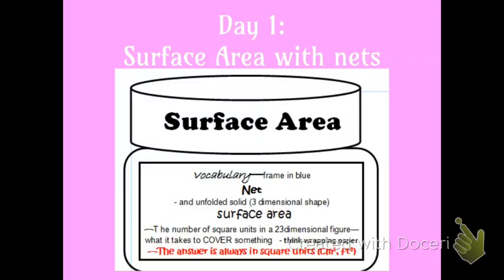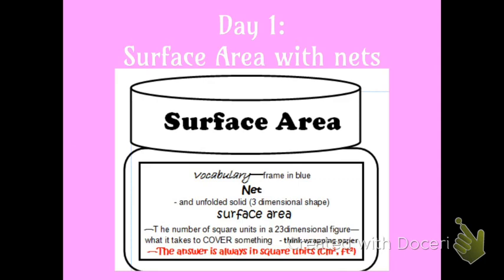Right, so we've been working on area. We've been working on area of irregular shapes, and that brings us to surface area. And you're going to understand a little bit better what surface area is in a few minutes, but it's exactly the same thing you've been doing, just on a three-dimensional shape. So it's exactly the same.